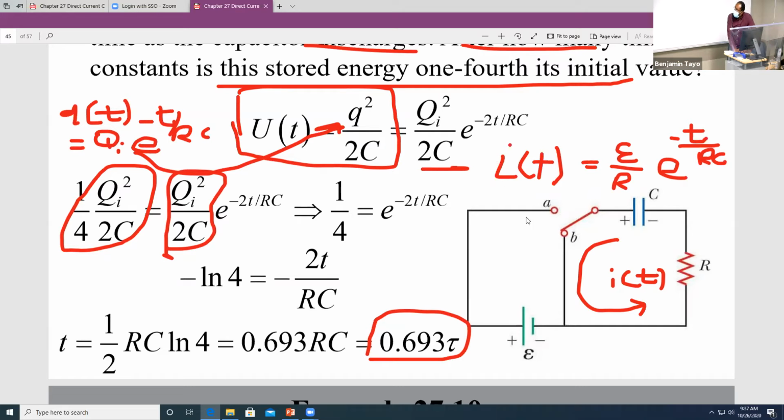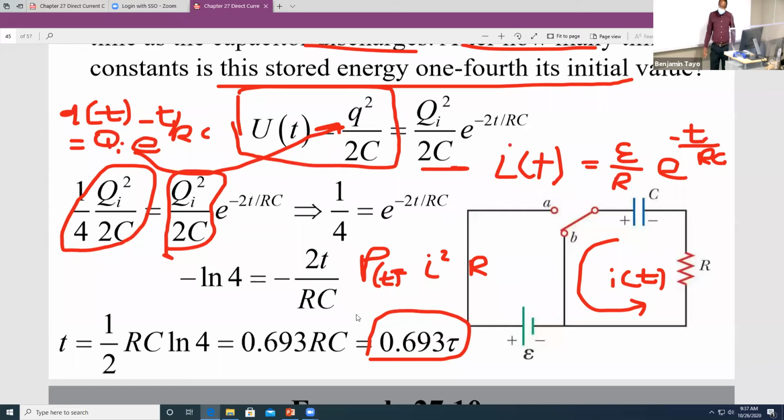Now, if you know what this current is, you can also calculate, for example, the power, P. So what is the power given to the resistor at any time? It's just given by I squared times R. So power is a function of time. Where did they get the 2t? So the equation says e to the negative 2t over RC. Where's that 2 coming from?